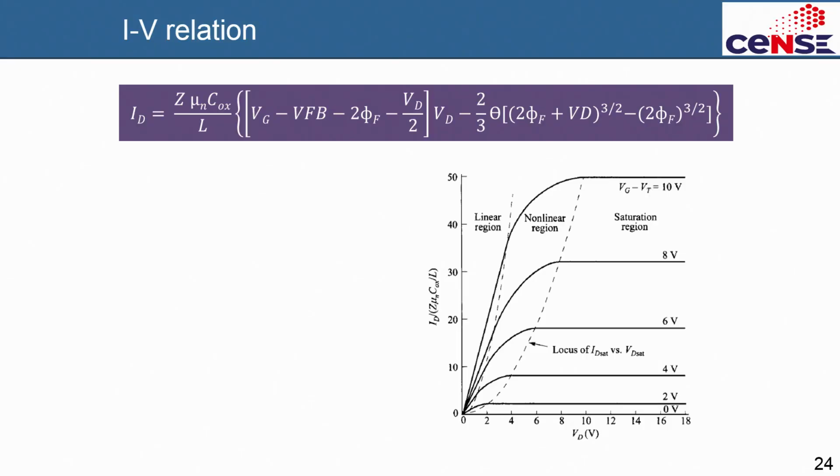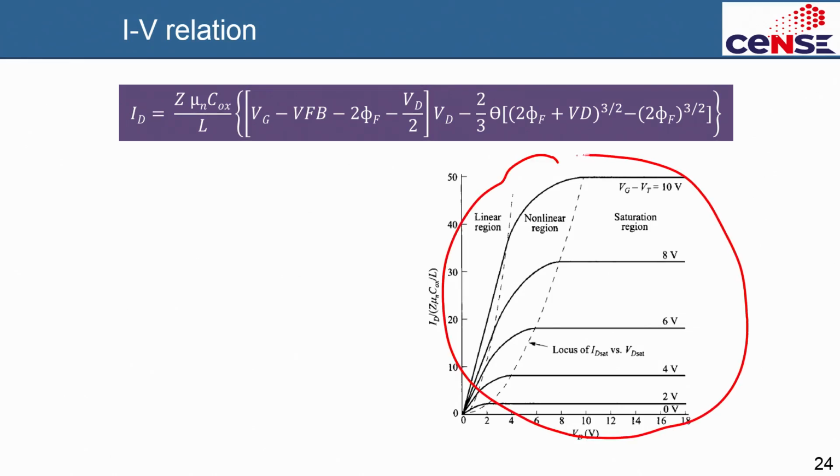If you recall, this is the ID-VD characteristics that we know for a transistor, a MOSFET for example. In fact, for any field effect transistor, it will look very similar to this. The y-axis is ID, which is the drain current, and the x-axis is VD, which is the drain voltage. So it's called output characteristics.